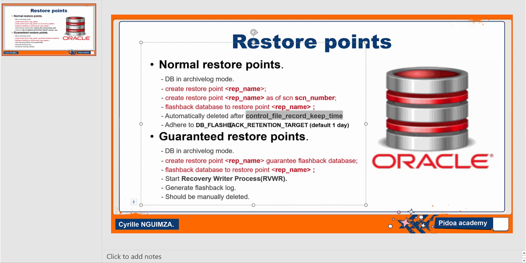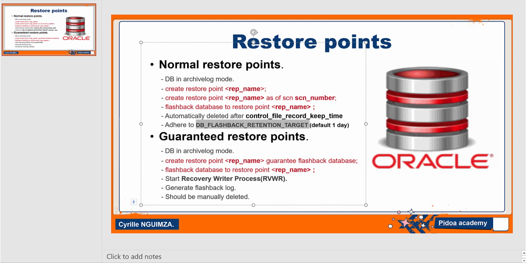One more thing, the DB flashback retention target. The DB flashback retention target is how long the flashback data will be kept in the fast recovery area. The longer you keep the flashback data, the further back you can flash back the database to a restore point. By default here it's 1 day. After 1 day, the data in the flashback log can be deleted from the fast recovery area.